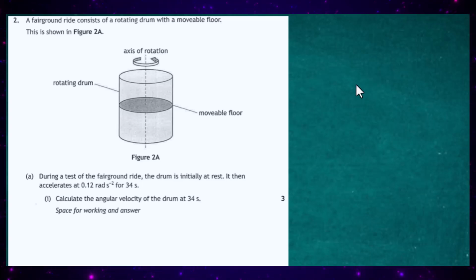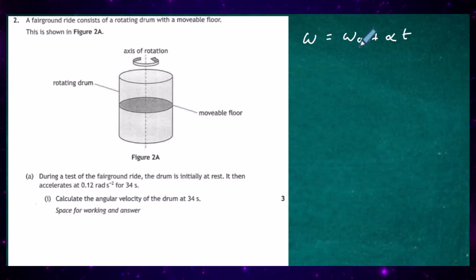Well, we know that the equation for the angular velocity can be written as follows. We can write down omega is equal to omega naught plus alpha t, where omega is the final angular velocity, omega naught is the initial angular velocity, alpha is the angular acceleration, and t is the time.